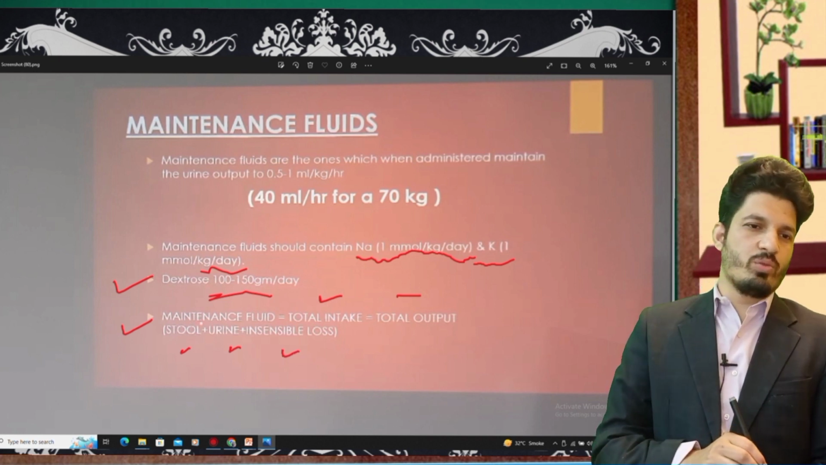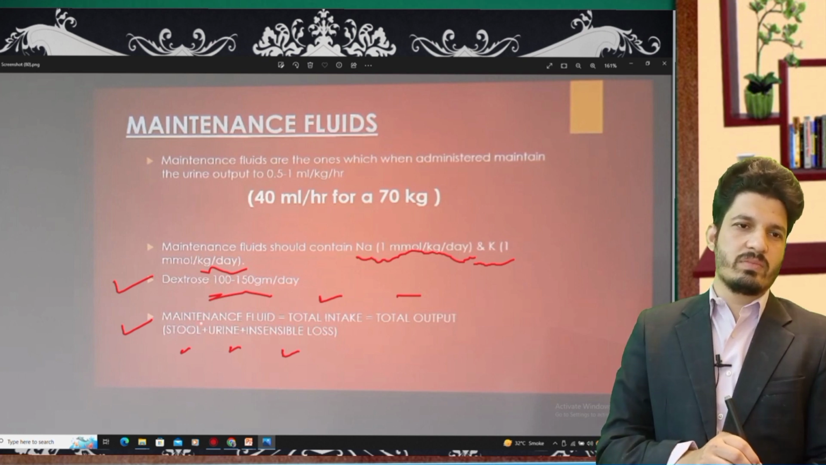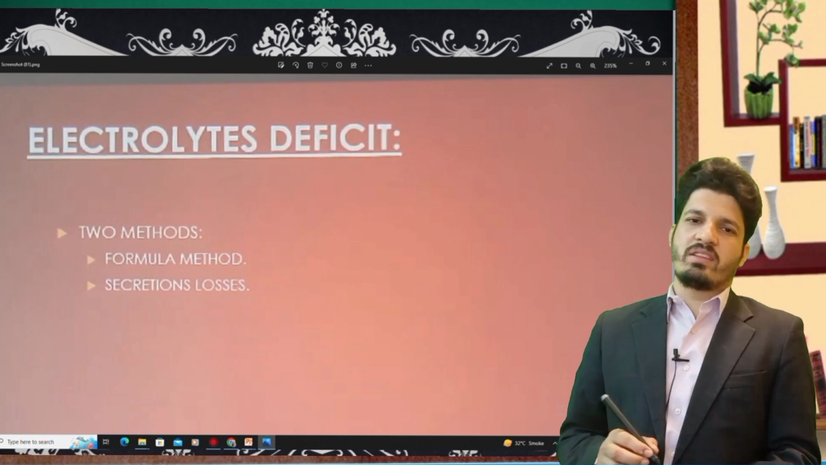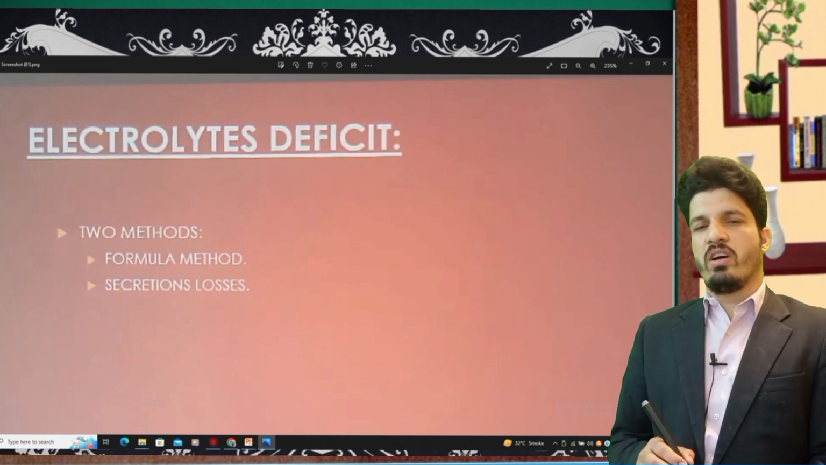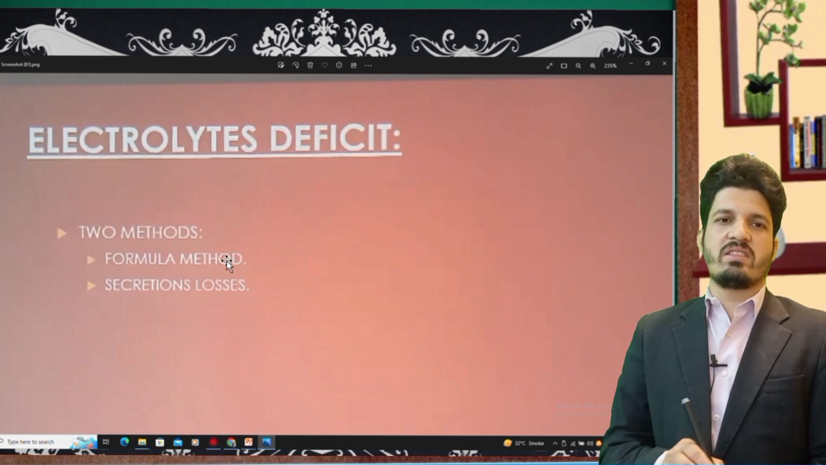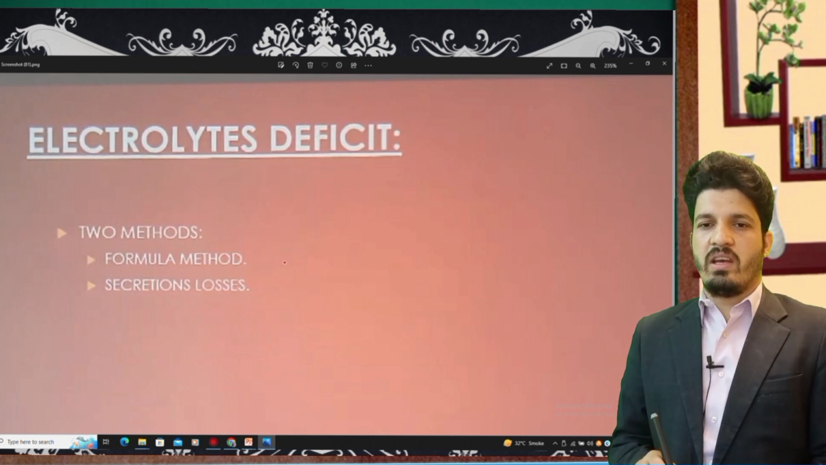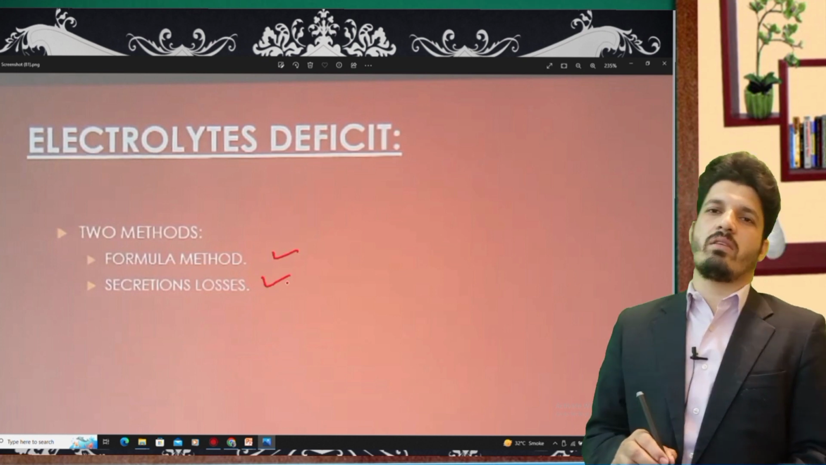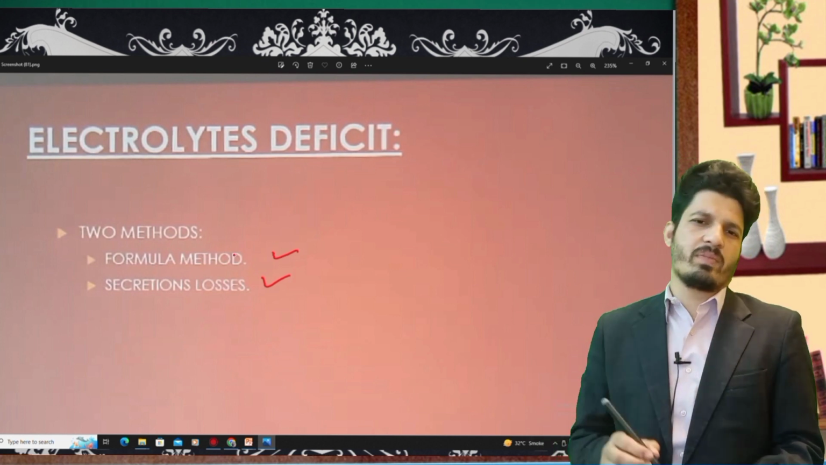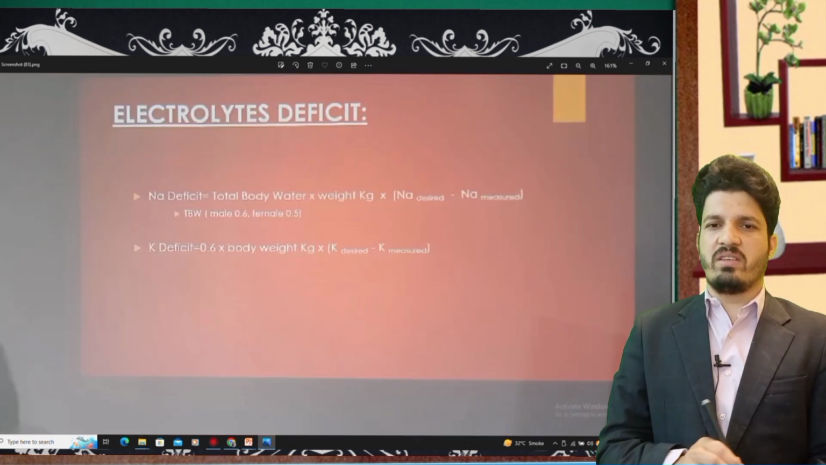So moving towards the next slide, electrolyte deficit. You have two methods to calculate the electrolyte deficit. The first is the formula method, which is the accurate method, and the other is secretion losses, which is somewhat a crude method, and I will discuss it later. First of all we are going to discuss the formula method.